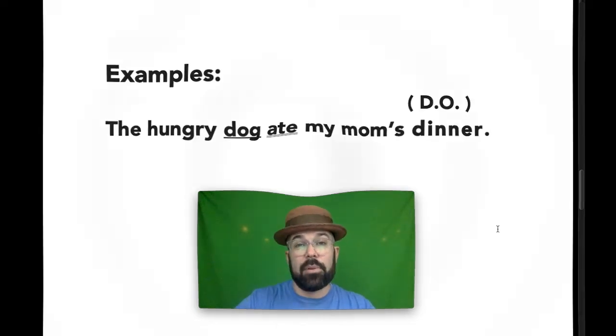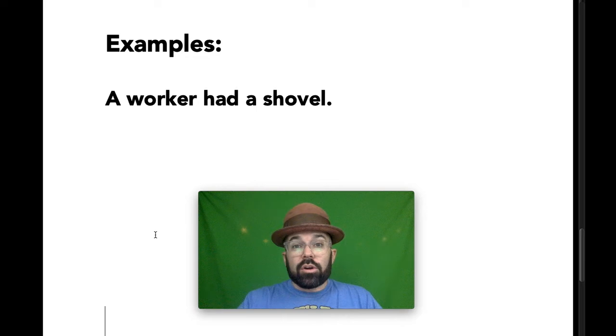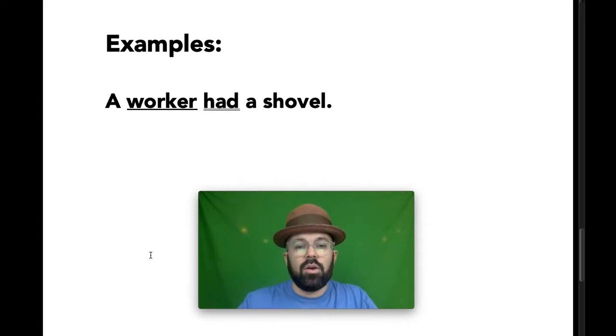Let's look at another example. A worker had a shovel. This sentence is a little simpler. We still have a simple subject and a verb. Worker is the subject of the sentence. It comes before the verb, and the verb is had, a past tense form of to have.